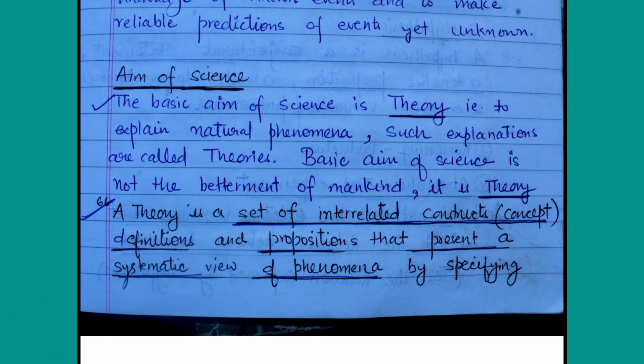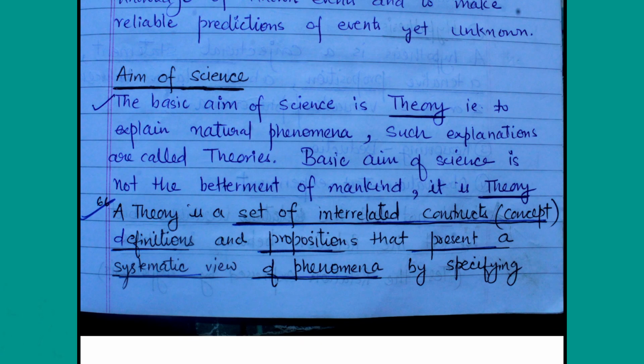This is the classical objective question which can come from this part. The aim of science is to build theory, that is, to explain natural phenomena. Such explanations are called theories. The basic aim of science is not the betterment of mankind, it is theory. The betterment of mankind is the consequence of a good theory.